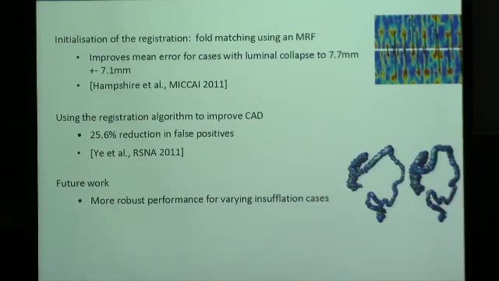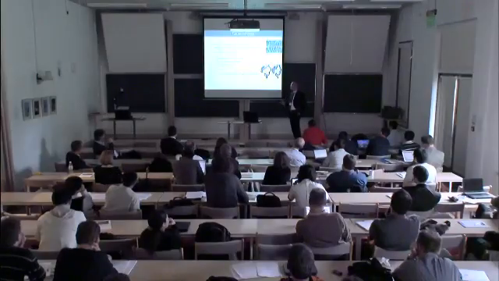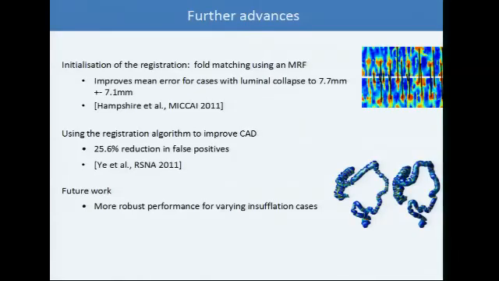We've also used the registration algorithm to improve our computer-aided detection. The way we do that is we take our CAD marks in, say, the prone image, and we transform them into the supine, and then we go back to an earlier stage in our CAD algorithm and determine if there are any candidate marks there. If there's no match, then we can filter the CAD mark out, assuming that it's a false positive. And doing this, we're able to reduce false positives by 25.6% with no impact on sensitivity. This work will be presented at RSNA in a few months.